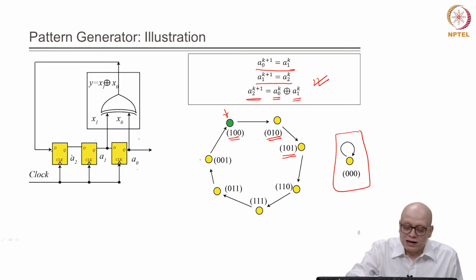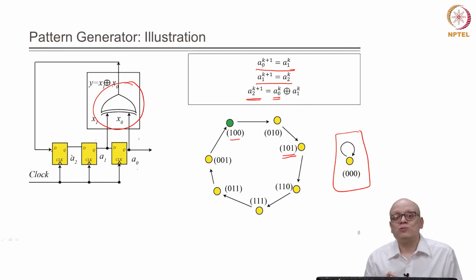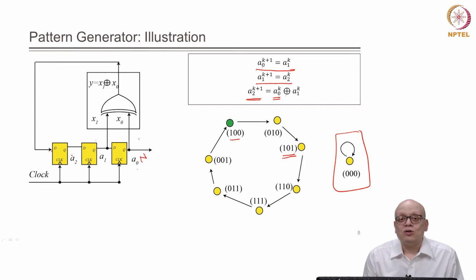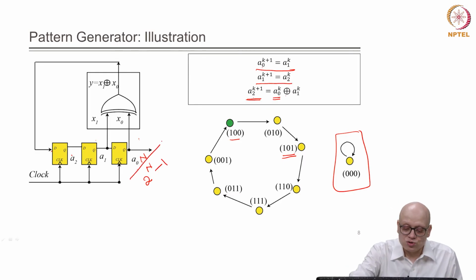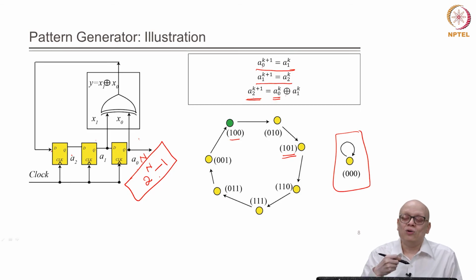However, if we choose the feedback logic properly, then we can get a long sequence of states in an LFSR. If there are n state elements in an LFSR, then we can have a maximum of 2 to the power n states. Out of that, 0 0 0 is forbidden, so one state goes away. If we design our LFSR properly, then we can get this many states in a random manner.